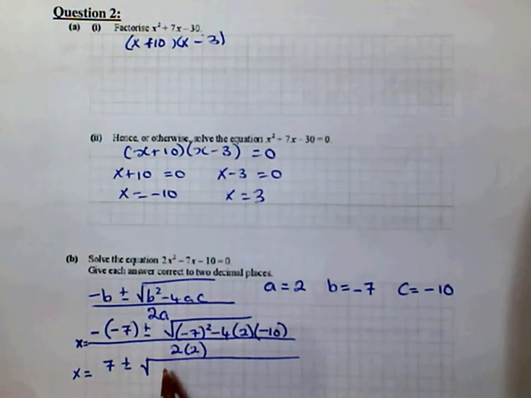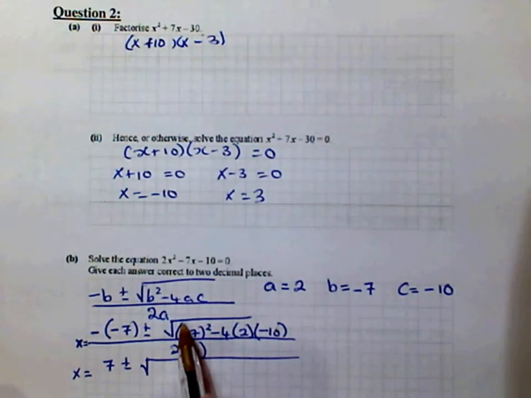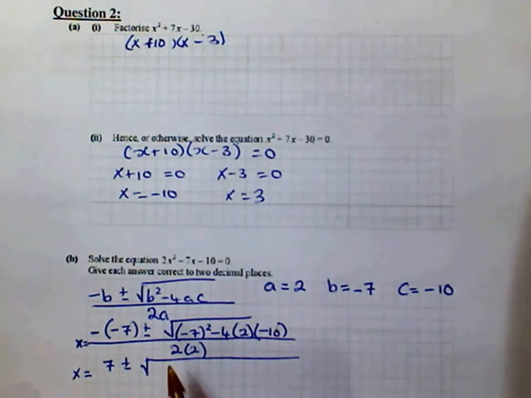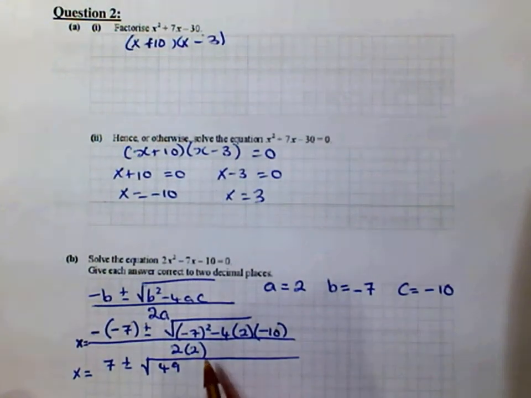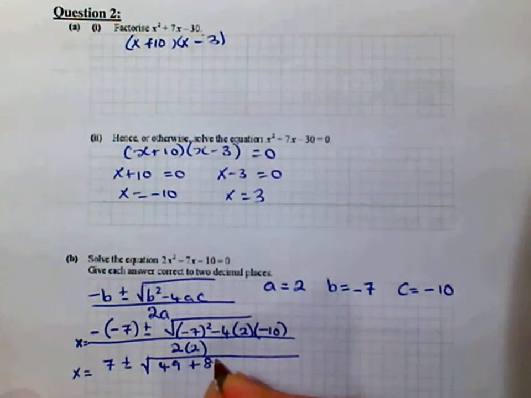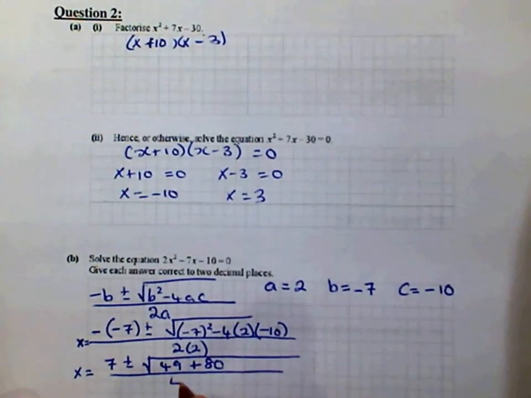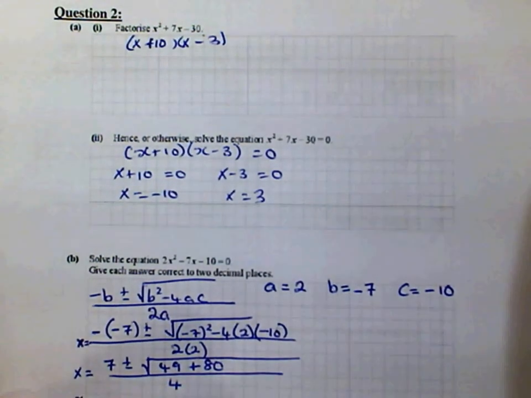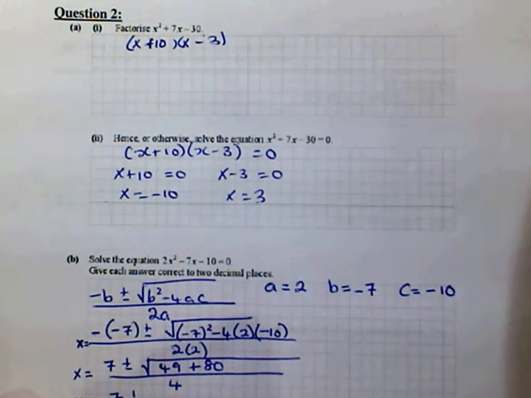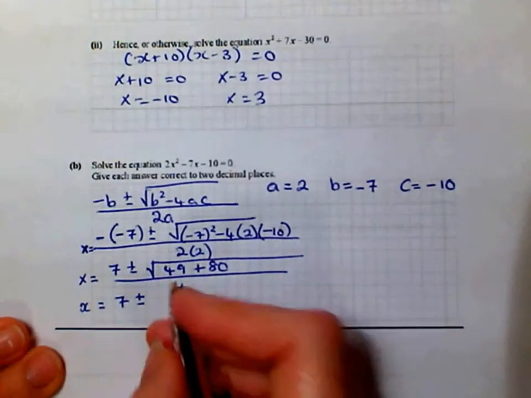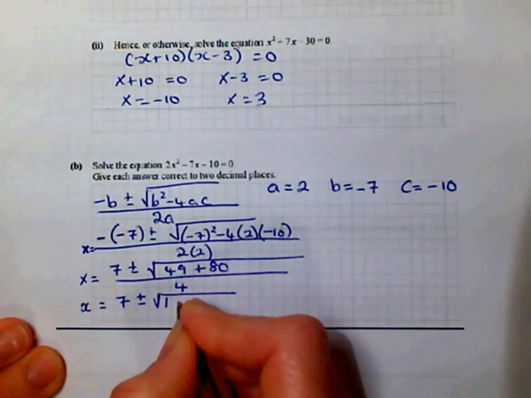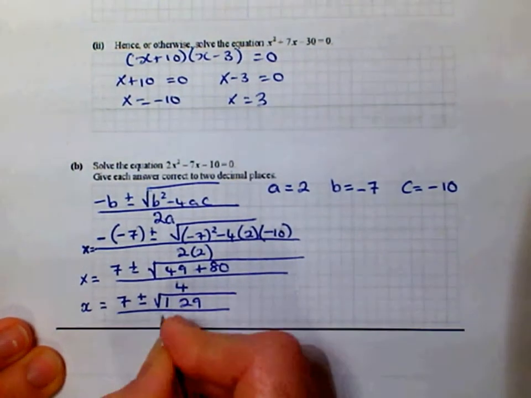When you're squaring minus 7 on the calculator, make sure to put it in a bracket unless you otherwise know that when you square a negative number you always get a positive answer. So 49, and then we have minus 4 by 2 by minus 10, which is plus 80, divided by 2 2's are 4. So you're going to get x is equal to 7 plus or minus square root of 129 divided by 4.